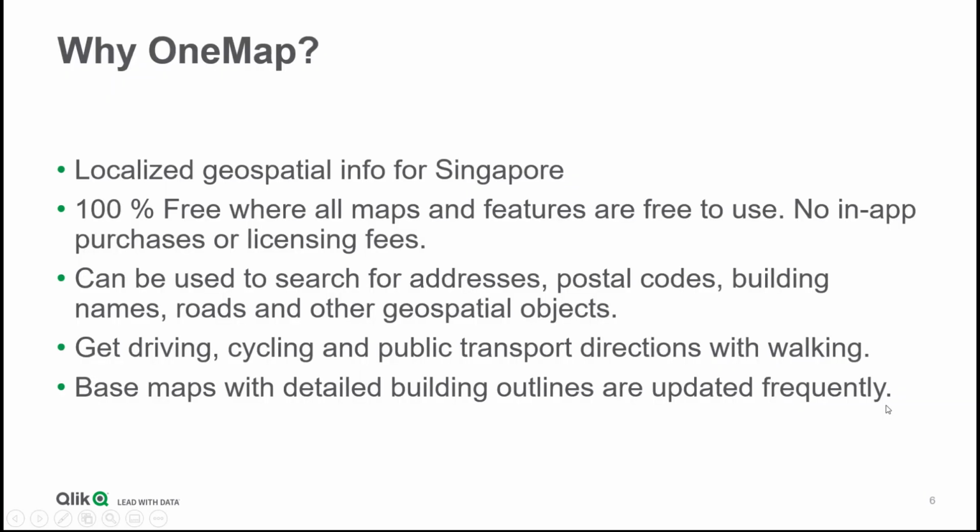OneMap is localized geospatial info for Singapore and it's 100% free. You don't need to buy anything, no license fees involved. You can also use it to search for addresses, postal codes, building names, roads, and everything that you can think of. And of course, you can also use it to get directions for driving, cycling, or even taking public transports. OneMap also has a very rich base map with a lot of details, including building outlines, and all this information is updated frequently.